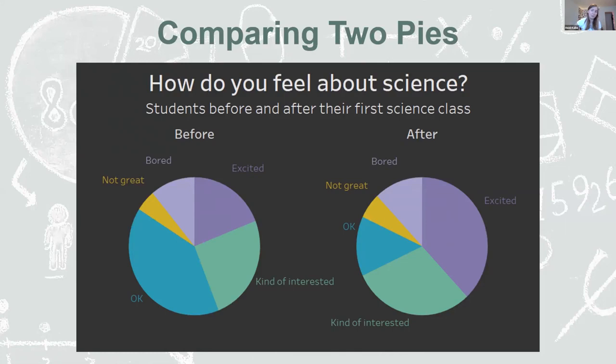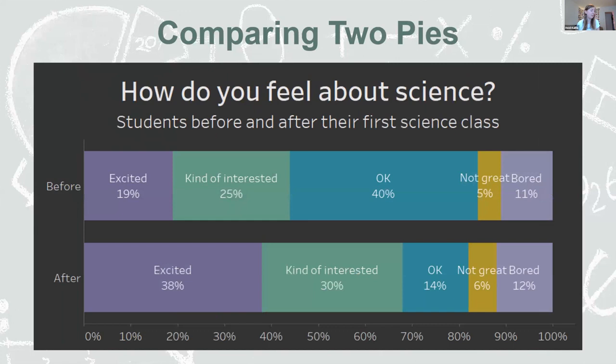So let's show the numbers. We can now see that bored and not great did actually grow, even if only slightly, and so did kind of interested. But the development is very difficult to see, even when the numbers are showing. So what might be a better chart type?